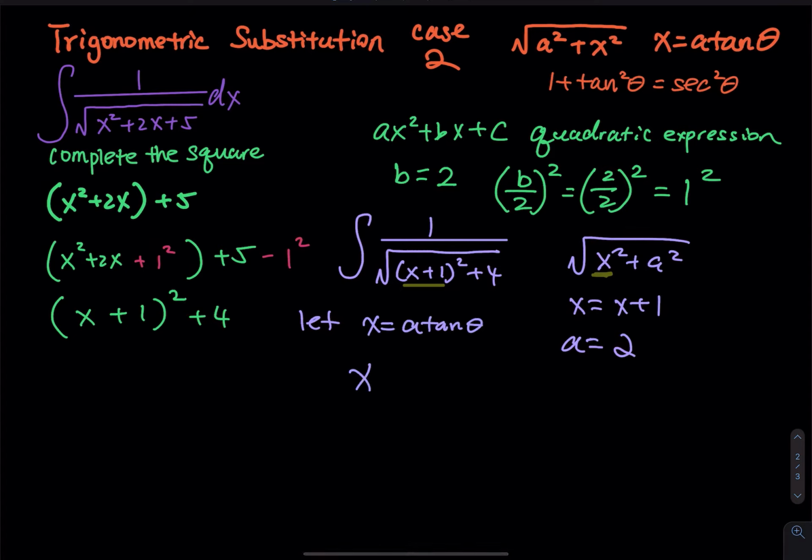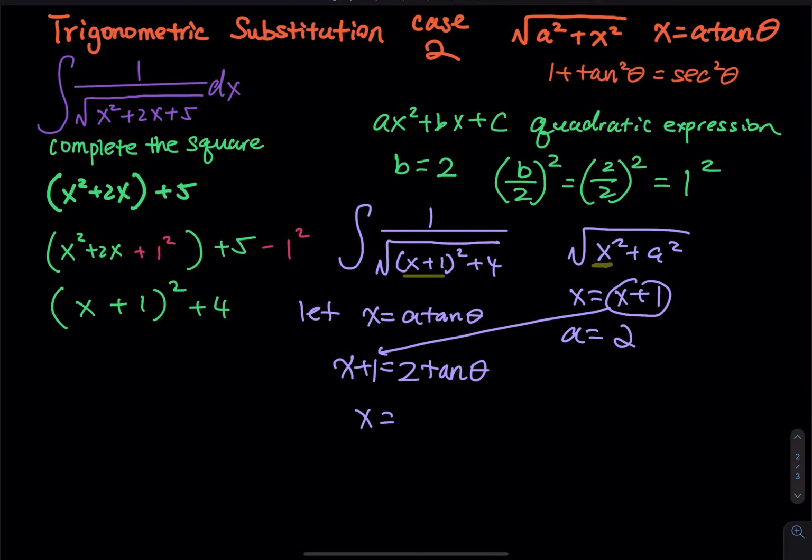So that means x is equal to 2 times tangent theta. Is this correct? The answer is no. We are not using x as x. We are using x as x plus 1. So instead of saying x, we will just do x plus 1. So x plus 1 is equal to 2 times tangent theta. You have to do this, otherwise the whole thing is wrong. And then x is equal to 2 tangent theta minus 1.